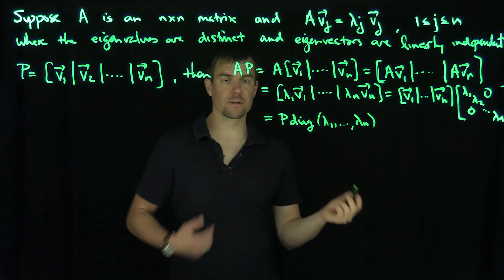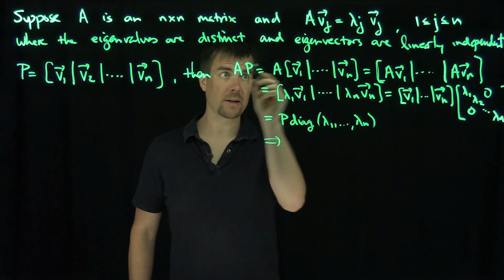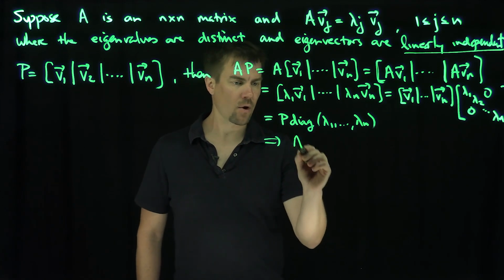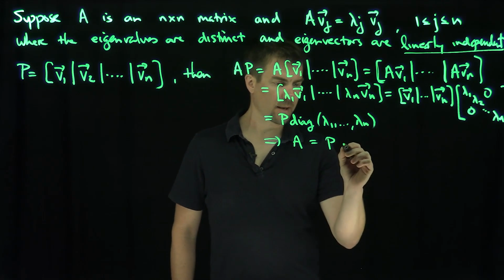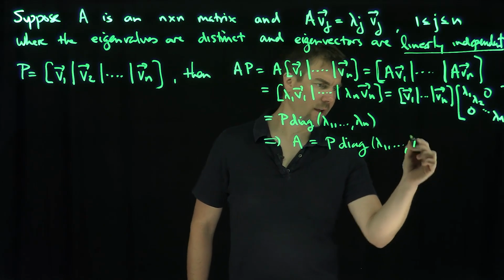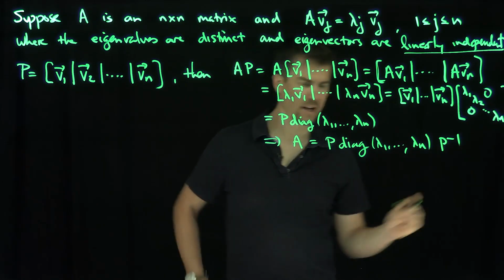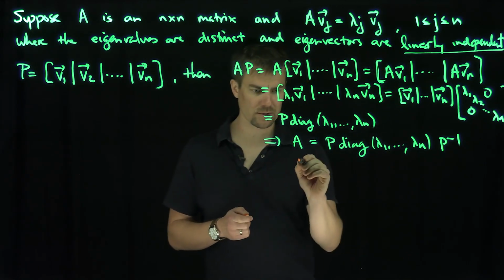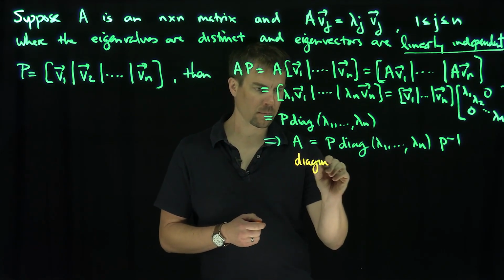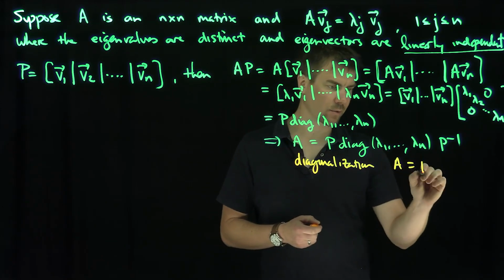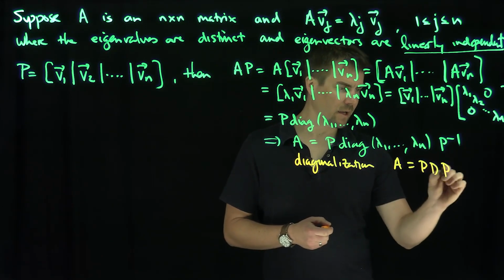And therefore this gives me diagonalization, because this allows me to multiply by P inverse. Since the eigenvectors are linearly independent, P has an inverse. And so this says that A is equal to P times the diagonal matrix with entries lambda 1 through lambda n times P inverse. This is what's referred to as diagonalization, our diagonalization result, oftentimes written as A is equal to P D P inverse.